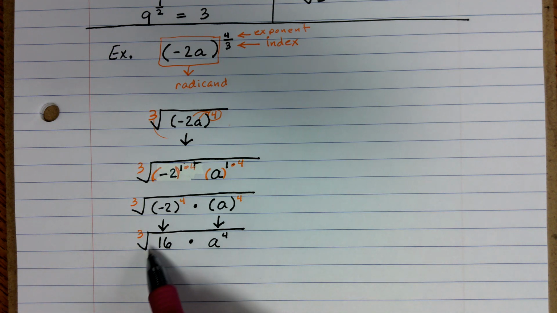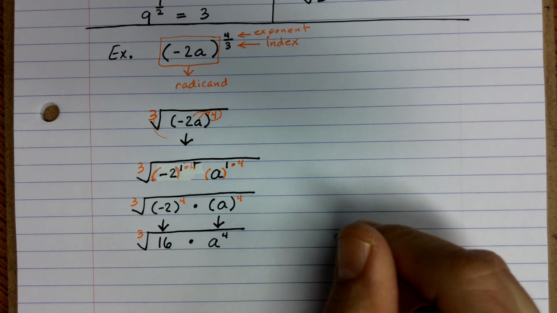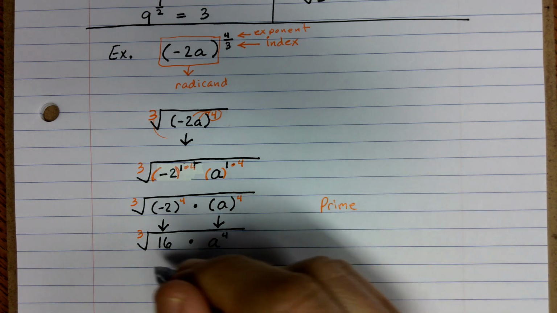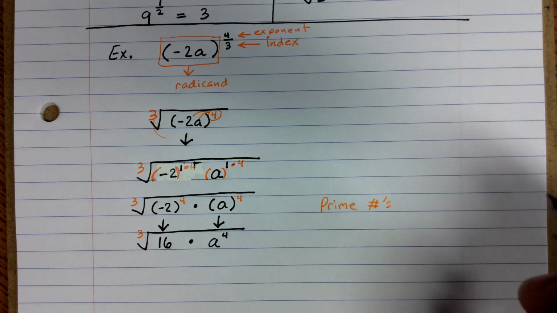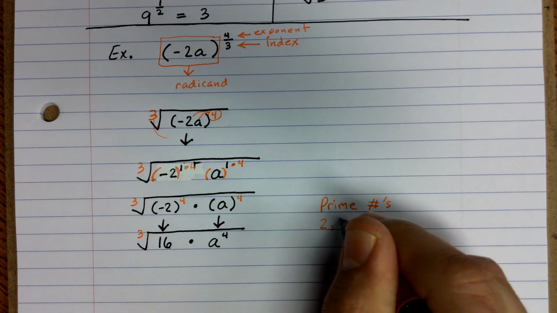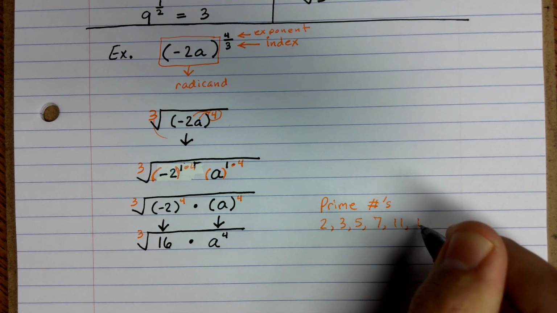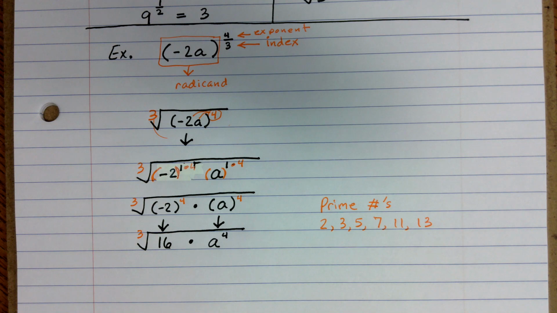I want to see, can I simplify this 16 right here? And I'm going to write my prime numbers. If you forgot, you can do prime factorization of any radical, and I recommend you use prime numbers. It makes it really simple. And you can use 2, 3, 5, 7, 11, and 13. And these will work for the majority of all radicals that you have to factor.